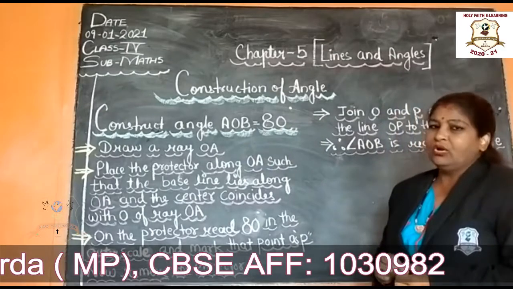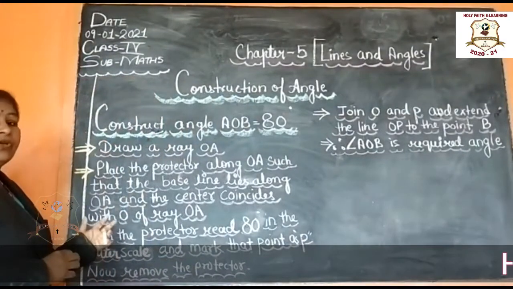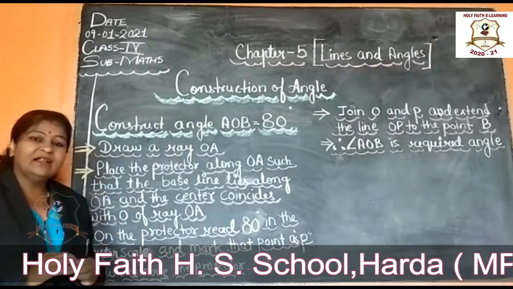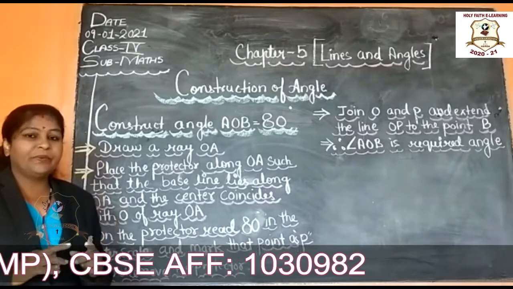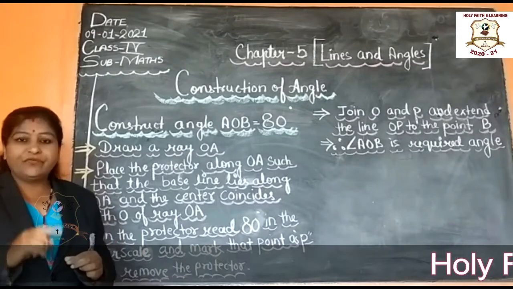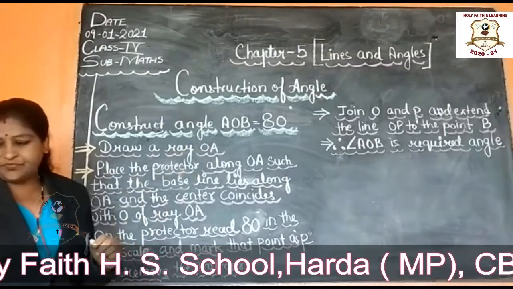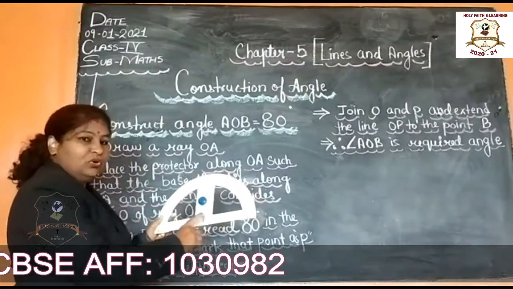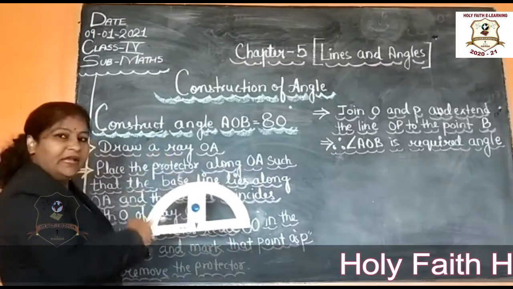Okay students, so let's start. With the help of these steps we will construct the angle today. To construct an angle, what do we use? We use a protractor. In your compass box a protractor is given. With the help of the protractor we will construct an 80 degree angle. So here is my protractor, and with it I will construct angle AOB of 80 degrees.